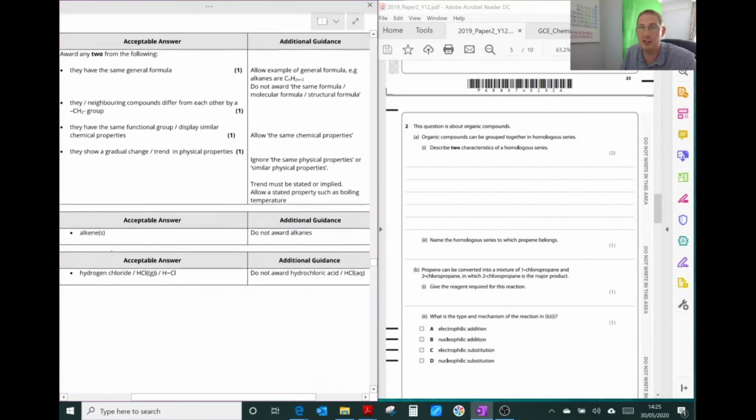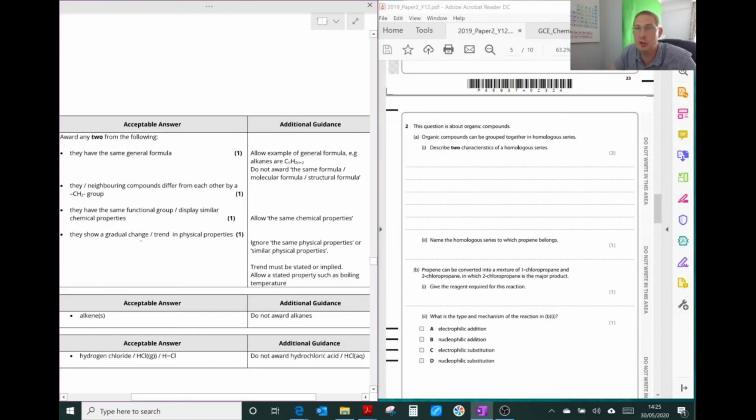Organic compounds can be grouped together in homologous series. Describe two characteristics of a homologous series. The two that I would say is that they have the same functional group, they display similar chemical properties, but they show a trend in physical properties. These are the two things I hammer home to my GCSE students. Homologous series have similar chemical properties and a trend in physical properties.